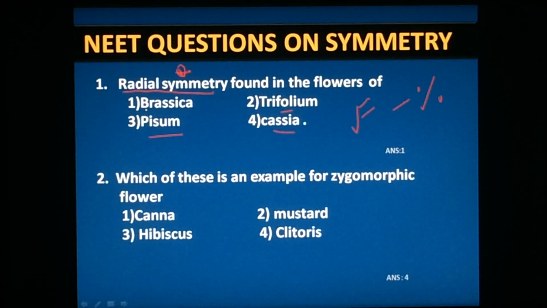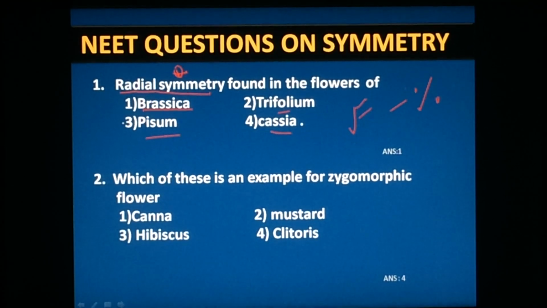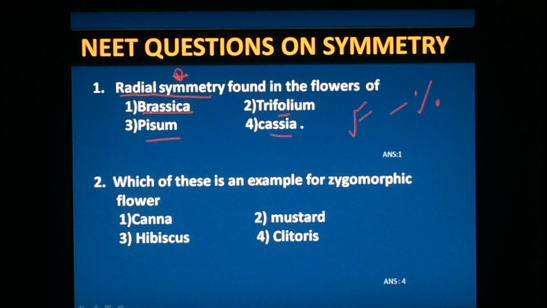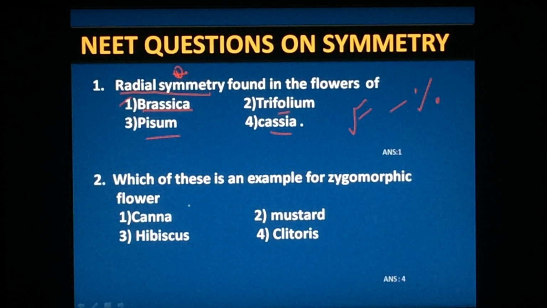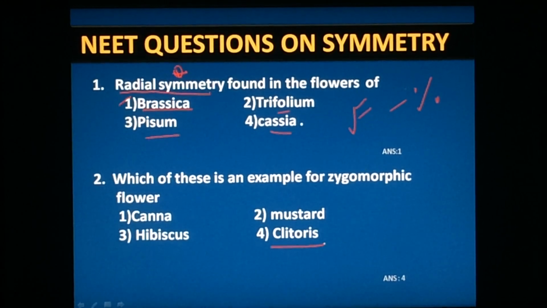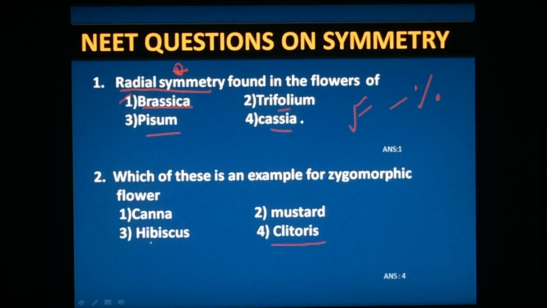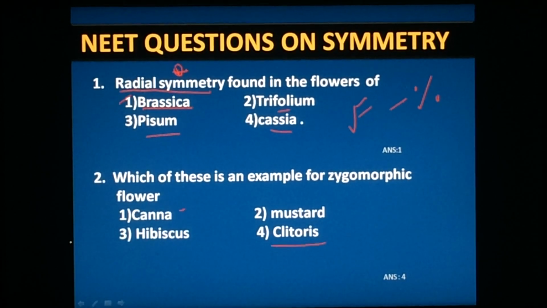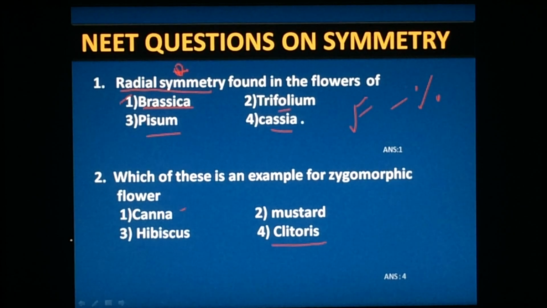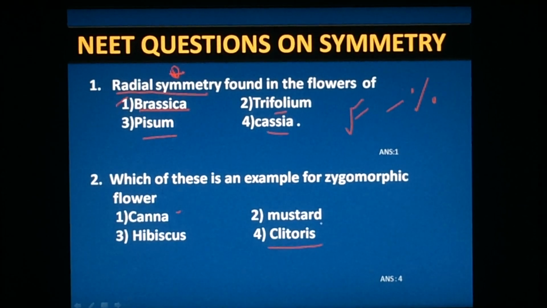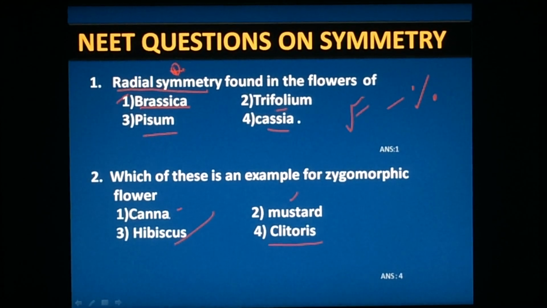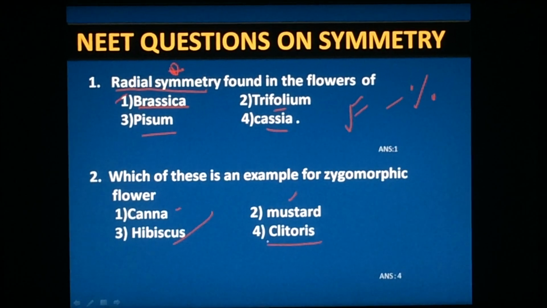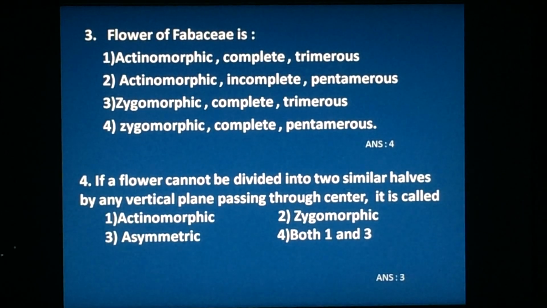So which is the answer? Brassica. Brassicaceae, mustard family we call it. So answer is Brassica. Which of these is an example for zygomorphic flower? The zygomorphic flower is, just now I explained, clitoria. Canna, asymmetrical. Mustard and hibiscus, actinomorphic. Clitoria, zygomorphic.